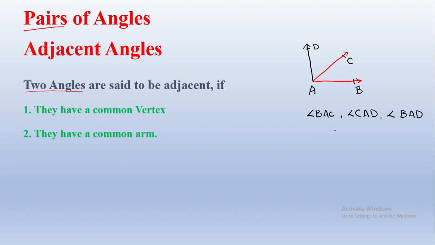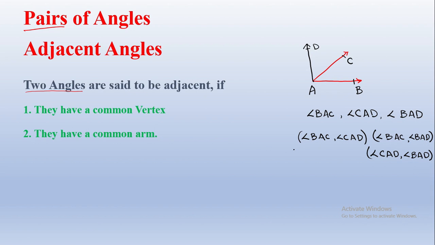So the different pairs that we'll be taking here are angle BAC and angle CAD. This is one of the pairs of angles. Then the second is angle BAC, angle BAD. Then the third pair is angle CAD and angle BAD. So these will be the different pairs of the angles in this figure.